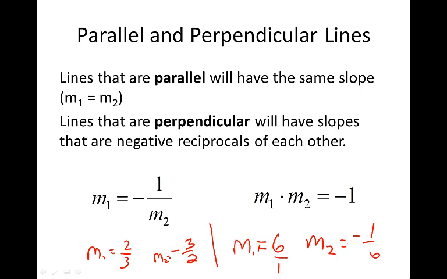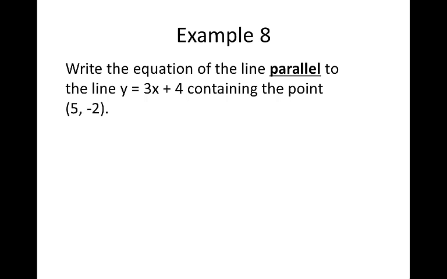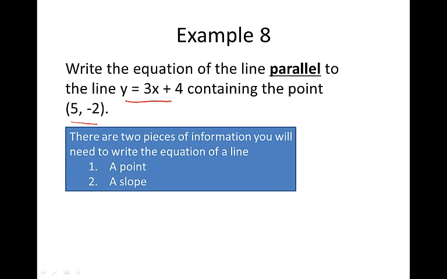So how are we going to use this fact? Write the equation of the line that's parallel to y equals 3x plus 4 and contains the point 5, negative 2. These are not easy problems, but if you break it down into what we need, they're not that bad. Again, we just need two pieces: a point and a slope. So what's the point? 5, negative 2. And what's our slope?